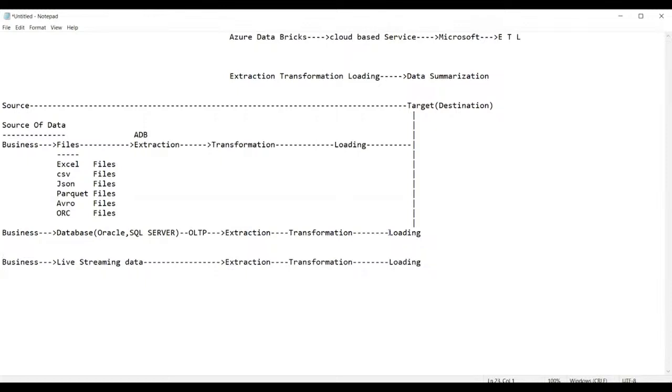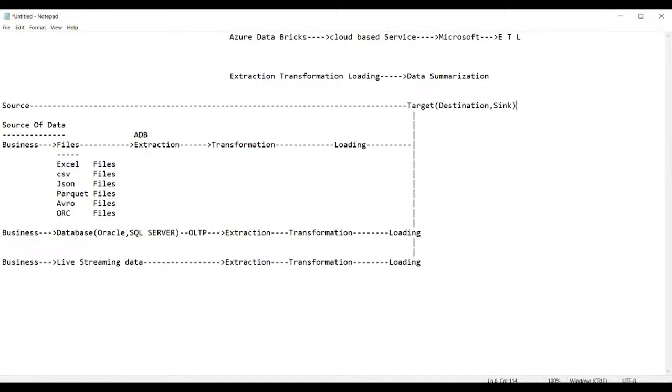So now all this data, whether it is source data, destination data, or whatever data you have, finally will be recorded into the target. That is called the sink system. In Azure, the destination is also called the sink system, guys. Okay.